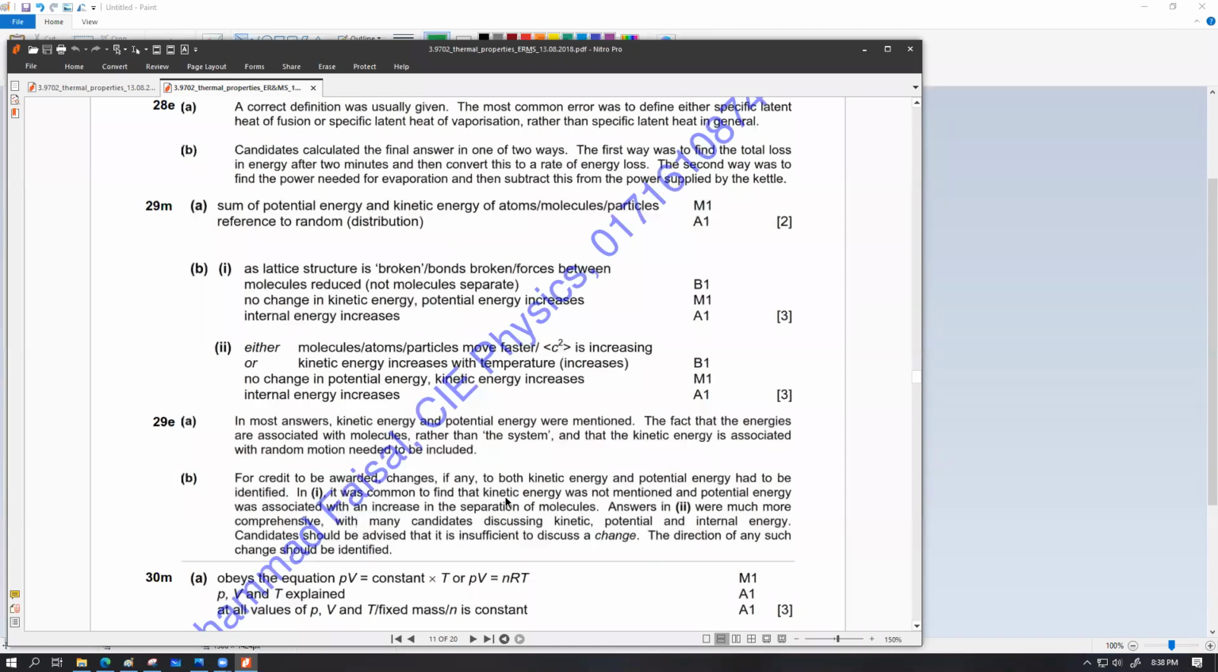In one, it was common to find the kinetic energy was not mentioned. Potential energy was associated with an increase in the separation of the molecules. So potential energy is not associated with the increase of separation of the molecules? Is that what they're implying here? Answer 2 are much more comprehensive with mechanisms discussing kinetic potential energy. It should be understood that it is insufficient to discuss a change. The direction of any such change should be identified.